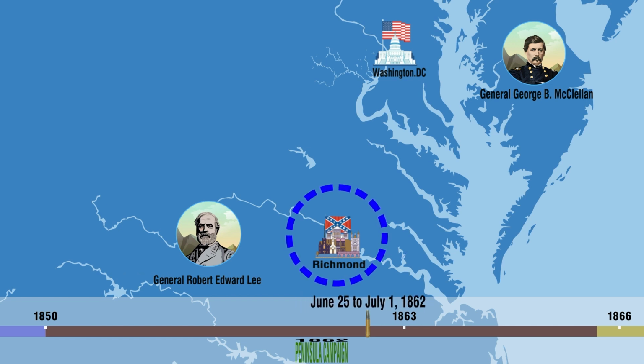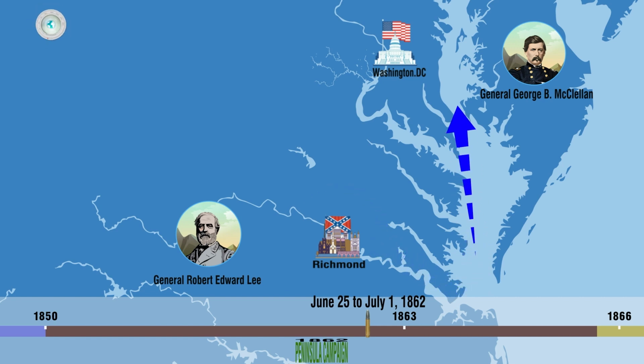In a 7-day period from June 25 to July 1, 1862, near Richmond, Virginia, General Robert E. Lee led the Confederate Army in a counterattack against General George B. McClellan's Army of the Potomac, which was threatening the Confederate capital. After 6 battles in 7 days, General Lee emerged victorious. The Union Army were driven out of the Richmond area and had to withdraw from the Virginia Peninsula.